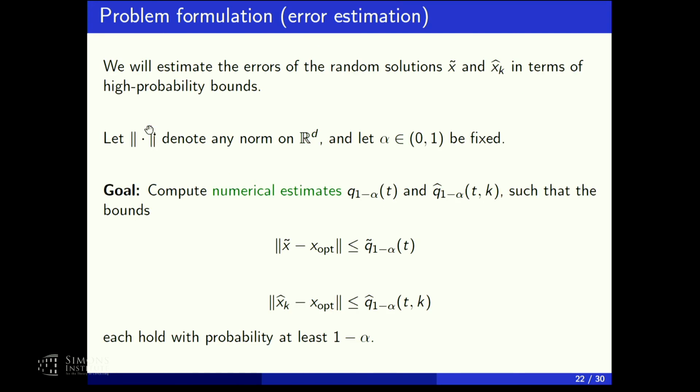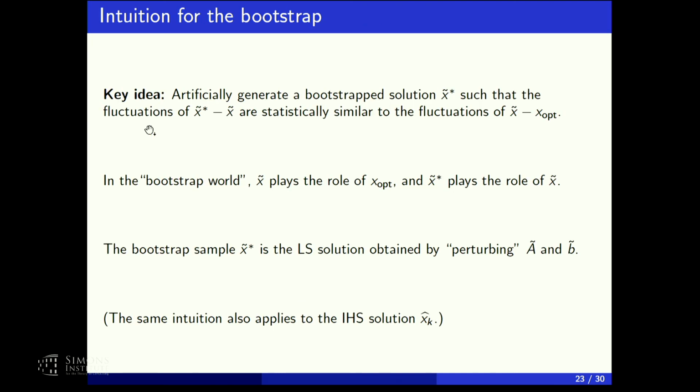Okay, so I think that's enough here. The problem formulation I'll think about in the least squares case is pretty much the same. I want to estimate the quantiles of the error variable. Now again, you can pick some norm on the solutions. The quantile function will depend at a technical level on that norm, but let's not worry about that for now.